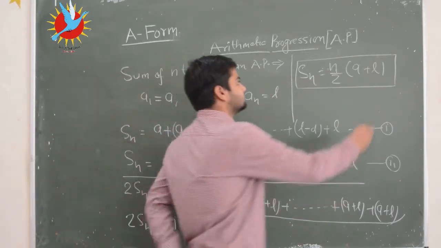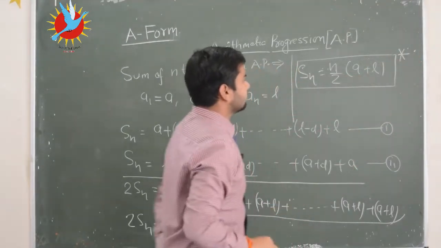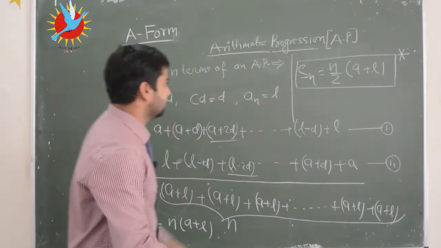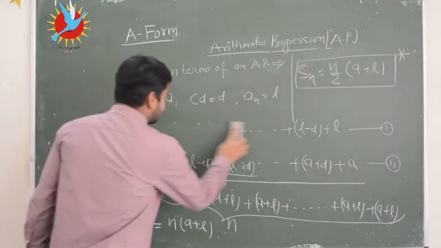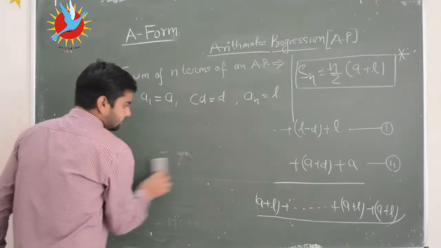If the first term, the nth term and the number of terms are given and we want to calculate the sum of n terms, we will use this formula Sn equal to n by 2 (a plus l). And if l is not given but d is given, we will use another formula.